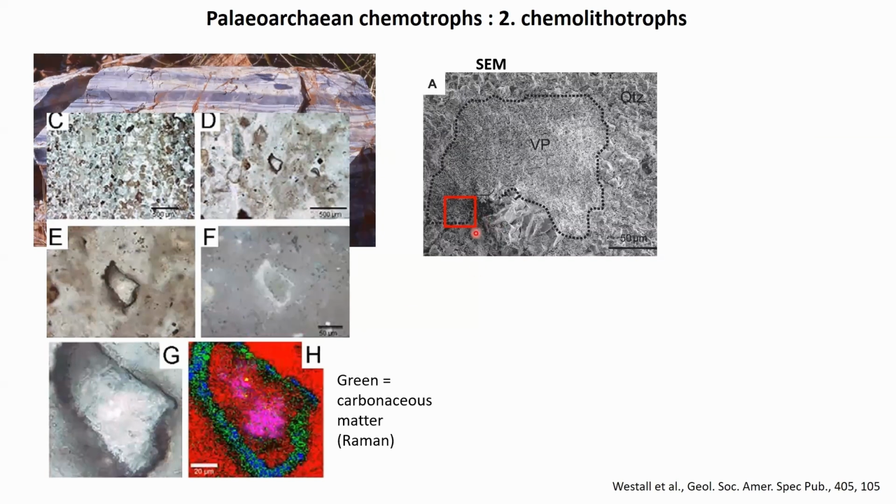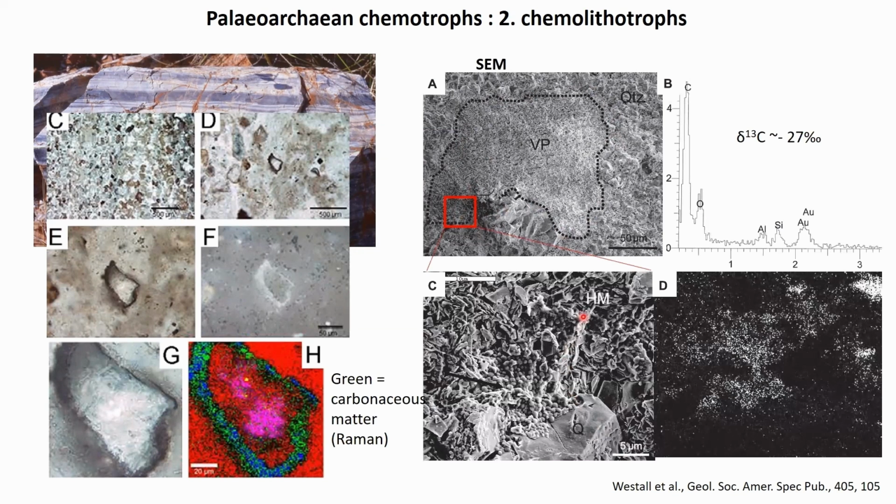Now, looking at the same sample with the scanning electron microscope, you can see the volcanic particle outlined here. We'll zoom into this particular area, and we can see that there's a kind of carpet of small bead-shaped structures here that is rich in carbonaceous matter. And in fact, semi-bulk carbon isotope signatures of this material give a delta C13 value of about -27 per mil, which is consistent with life.